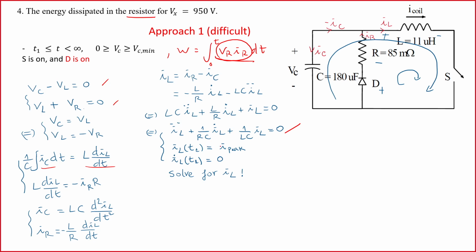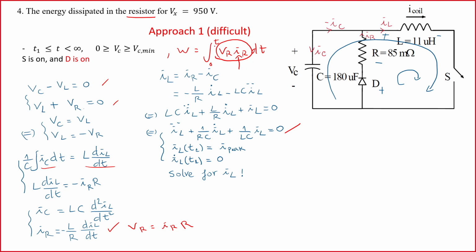Then you can solve for IL from here. Once you solve for IL, you can find IR. Here is IR, just minus L over R times the time derivative of IL. Okay, so you got IR here. How about VR? Well, VR is just IR times R. Then you can substitute into this equation and integrate this term.